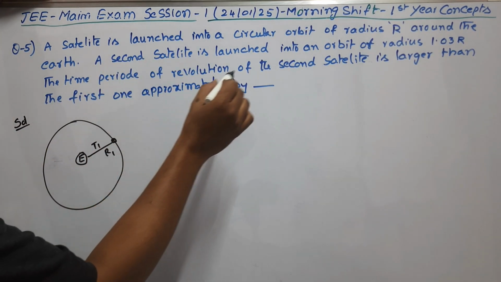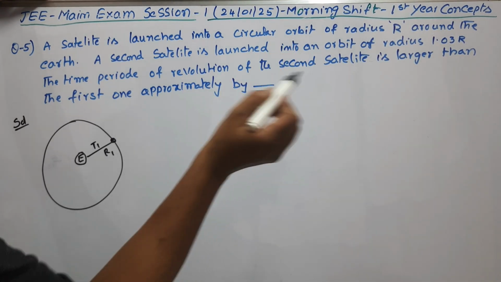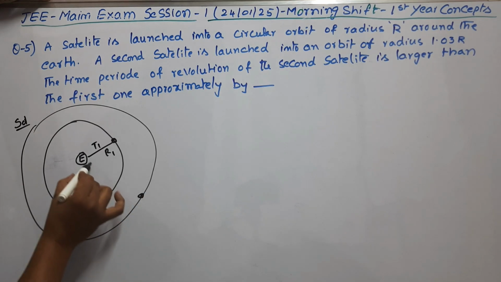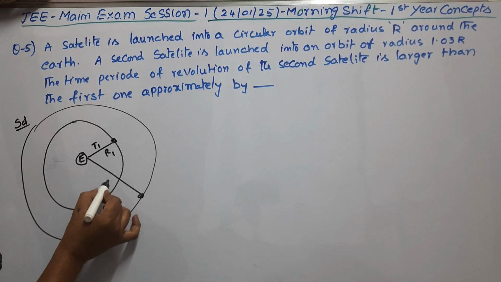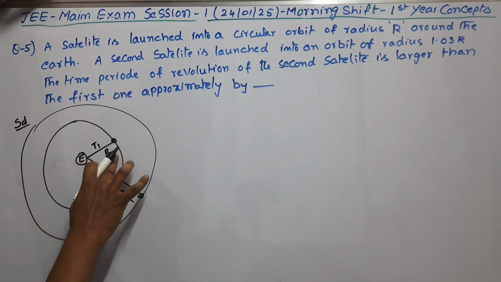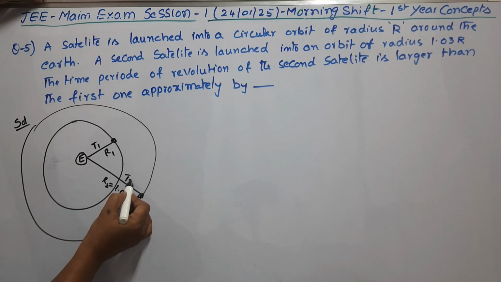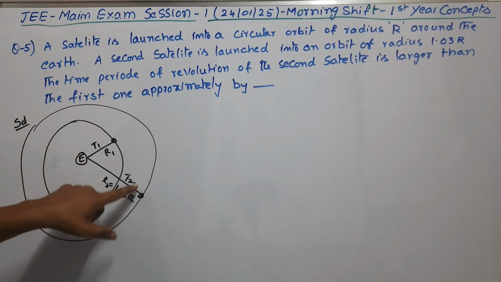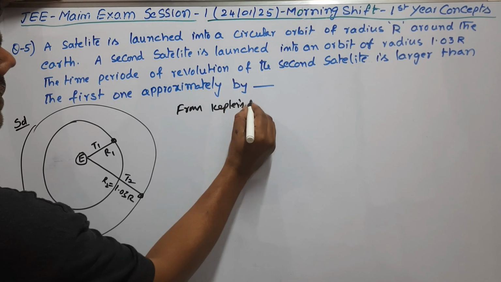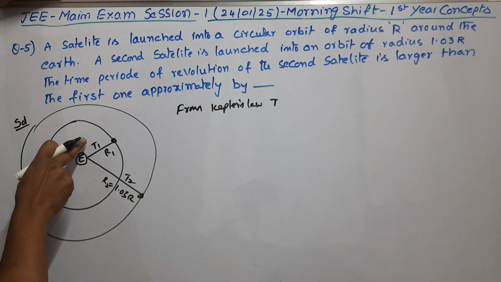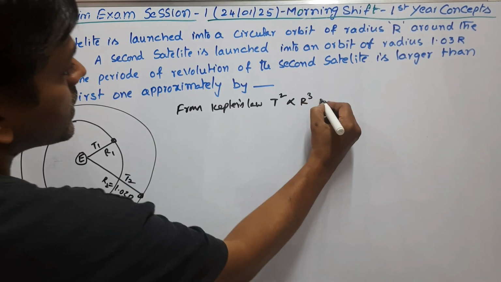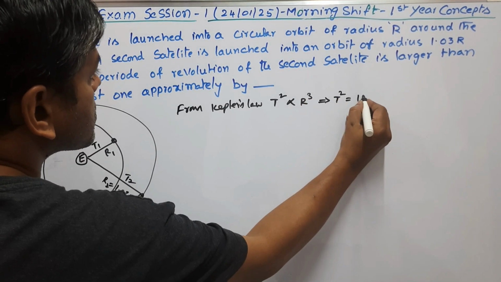A second satellite is launched into an orbit of radius 1.03 r, that means compared to the first one its radius is more. This is the second satellite, whose radius r2 is equal to 1.03 r compared to one. The time taken for completion of a revolution, the time period, is T2. So from Kepler's law, how are the time period and radius of the satellite related? T square is proportional to r cube. That implies T square is equal to some constant into r cube.